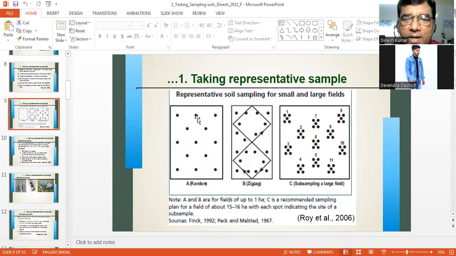So this is a field. Random sampling can be done this way. Certain points can be marked like this, and one can walk in a zigzag fashion to collect the samples. If it is a very, very large field, then it can be divided into different parts, part 1, part 2, part 3 like this. In every part, you can take from 5 places and like this. So there are ways and means available to take a representative sample or to decide the place from where sampling should be done.